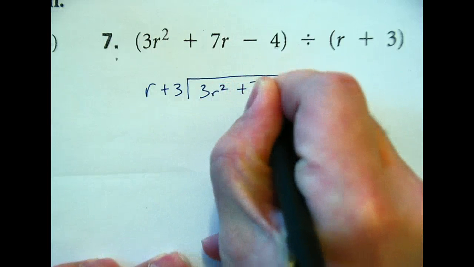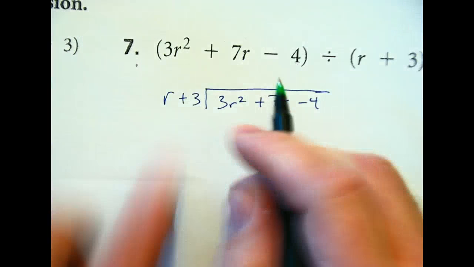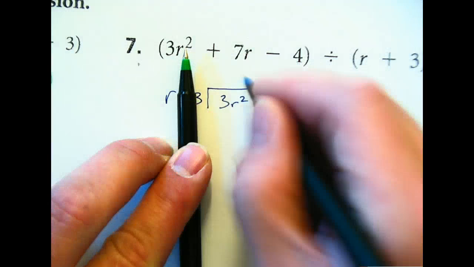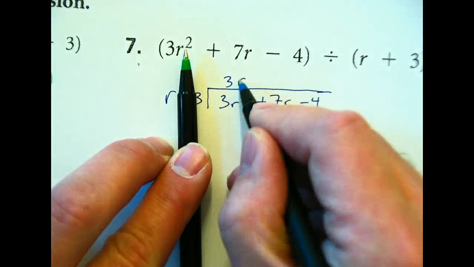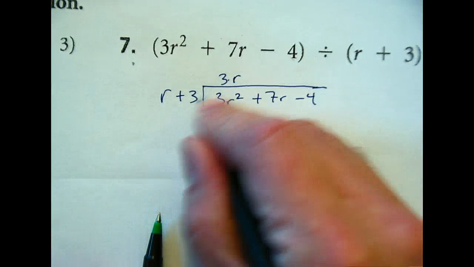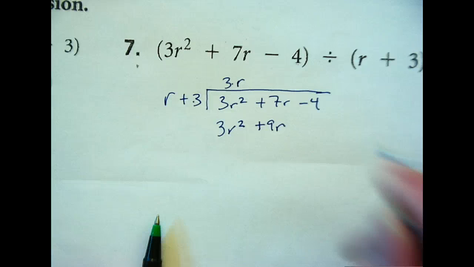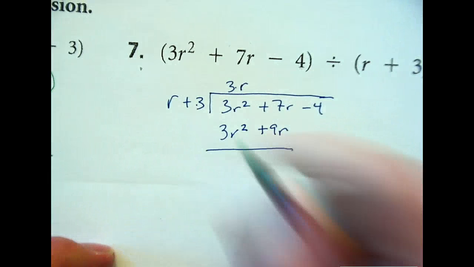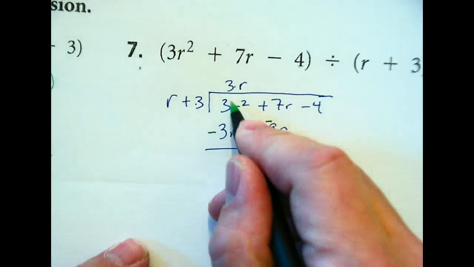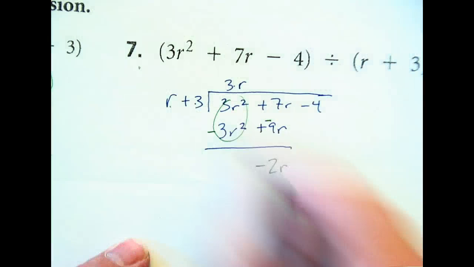Hey, hopefully everyone set it up correctly. R goes into 3r squared. We ignore the 3, this 3 again. R goes into 3r squared 3 times, so 3r. Okay? 3r times r is 3r squared. 3r times 3 is 9r. Okay, we subtract, which means we need to flip these signs. That gives me 0. That gives me negative 2r. Okay, we have two terms. We have 1, so we need to bring another term down.